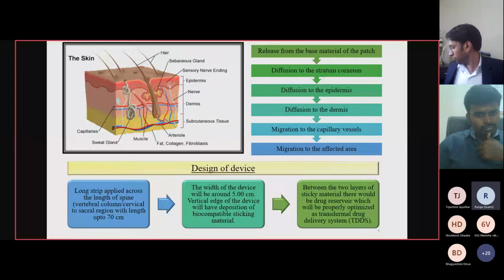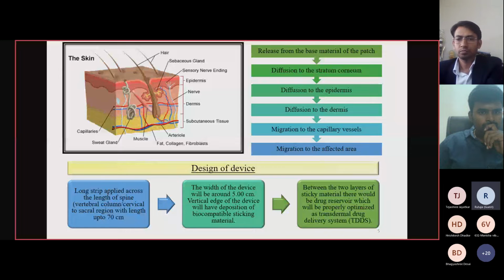The overall design of the device consists of a long strip applied across the length of the spine, across the vertebral column, running over the cervical to sacral region with a length of 70 centimeters. The width of the device is 5 centimeters, and the vertical edge of the device will have deposition of biocompatible sticking material, that is our kinesiology tape. Between these two layers of sticky material, there will be a drug reservoir, which will be properly optimized as a transdermal drug delivery system.